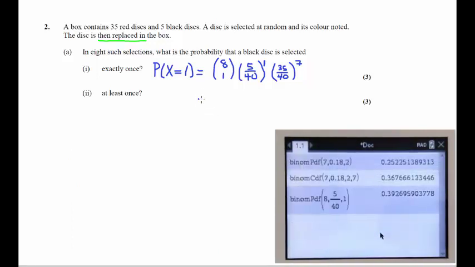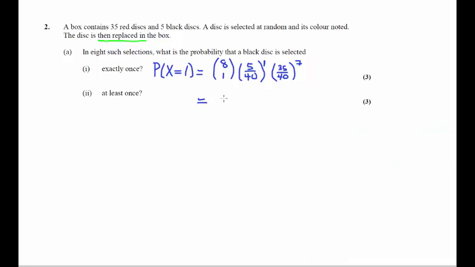Now that we've worked that out on our calculator, we know that this probability is 0.393, rounding it to 3 significant figures. And so there's part 1.